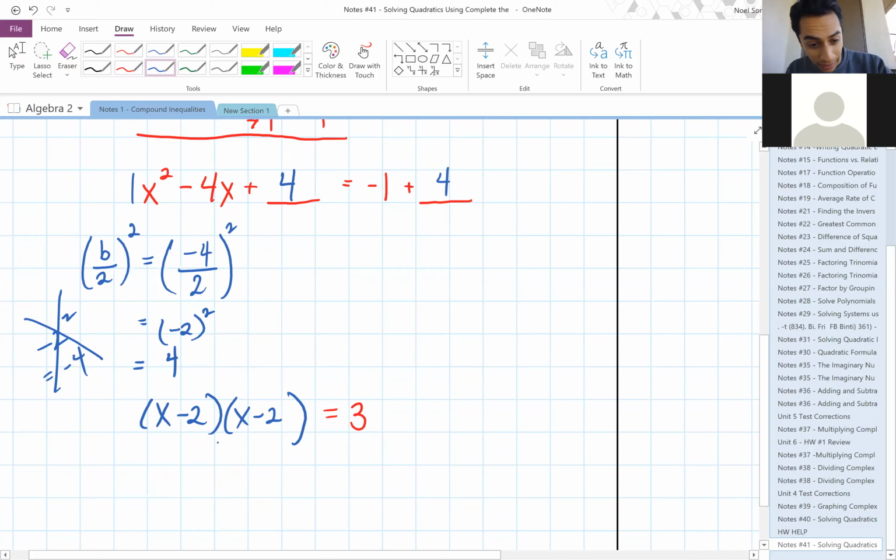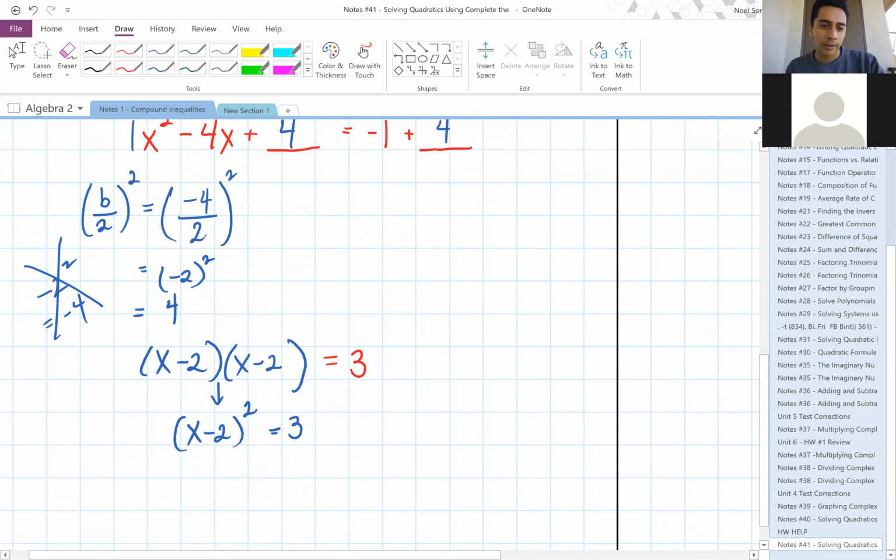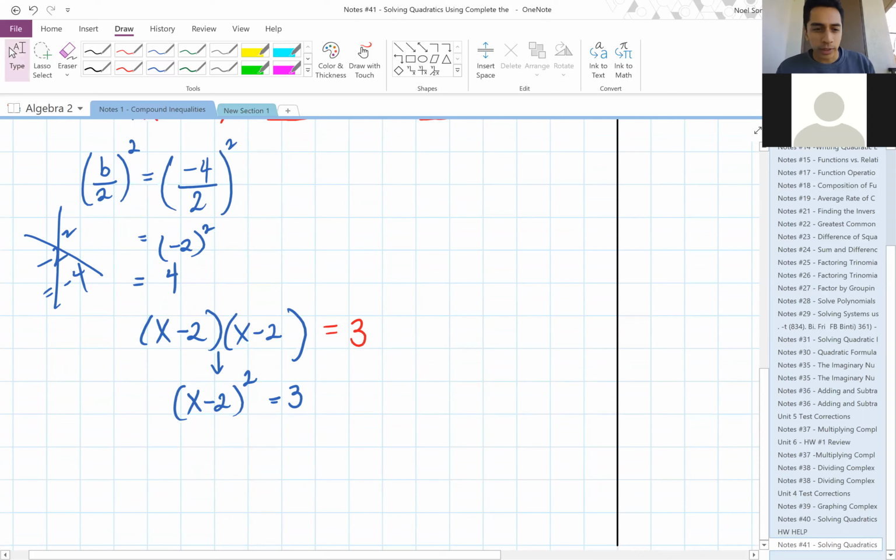So now we can rewrite this as x minus 2 squared, and that's equal to 3, okay? And that's your goal, right? You always want to reach that point where you can write the same term squared, because from there, that allows you to use the square root method. And the square root method is going to get you to your solution. All right. So let's go ahead, square root both sides.